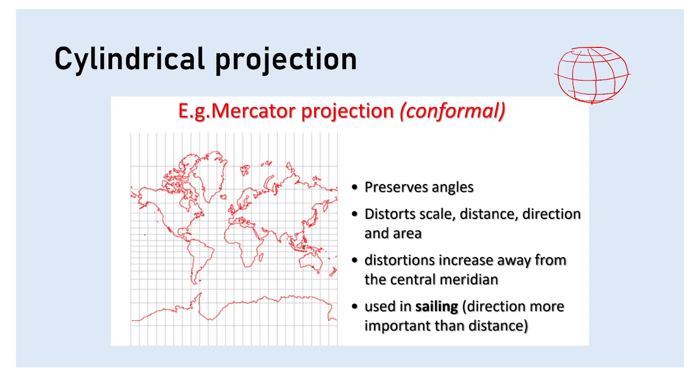In the case of India, since India is more or less near the equator, that distortion is a little less. It increases away from the central meridian. So for the Indian map or something you are dealing with, this Mercator projection can be used, because that much distortion is not present near the equatorial region.